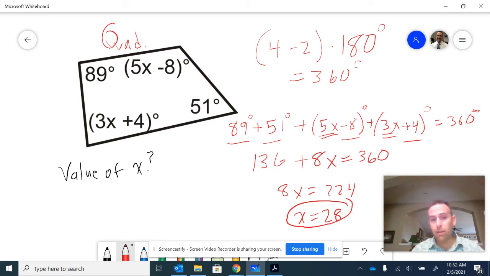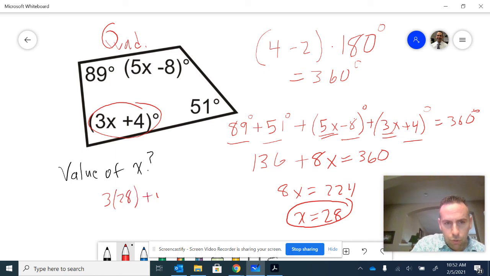And by the way, you can always add them up to see if you're right or not. So in the first one, 3x plus 4, we have 3 times 28 plus 4. I'm going to use a calculator again. 28 times 3 plus 4. I have a total of 88. All right. So that would mean this angle here is 88 degrees.